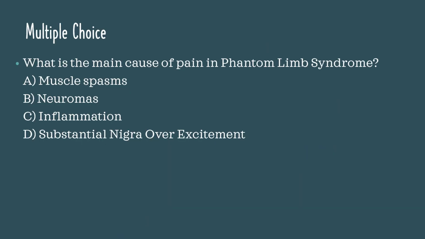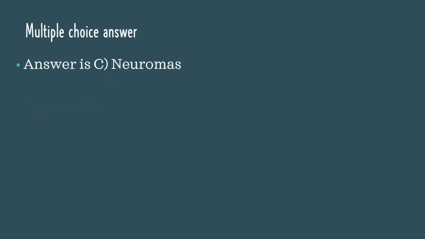My multiple choice question is, what is the main cause of phantom pain in phantom limb syndrome? Is it muscle spasms, neuromas, inflammation of the area, or the substantia nigra having overexcitement? The answer is neuromas.